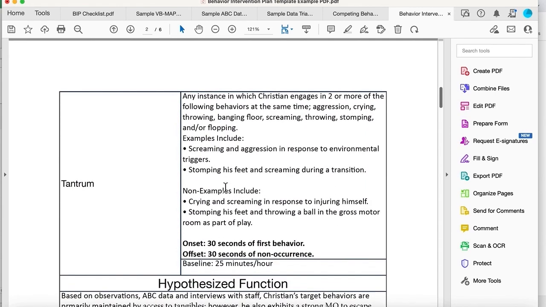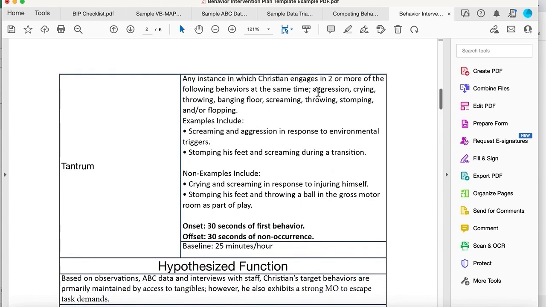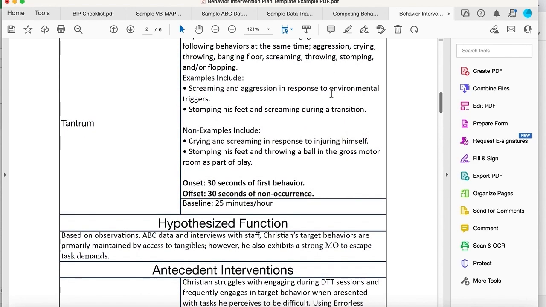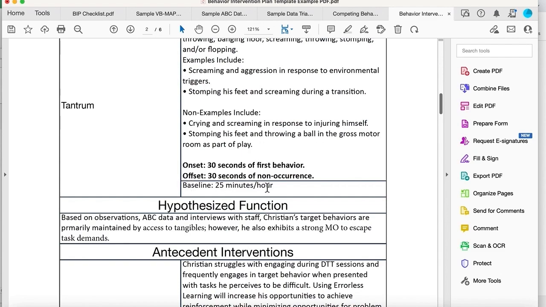And then the final target behavior is tantrums. This is a challenging behavior to describe because generally tantrums include multiple different topographies of behavior. For Christian, he engages in 2 or more of the following behaviors at the same time, including aggression, crying, throwing, banging the floor, screaming, stomping, and/or flopping. Because tantrums don't have a definitive beginning and end, we have the onset and the offset. Baseline data was 25 minutes per hour.